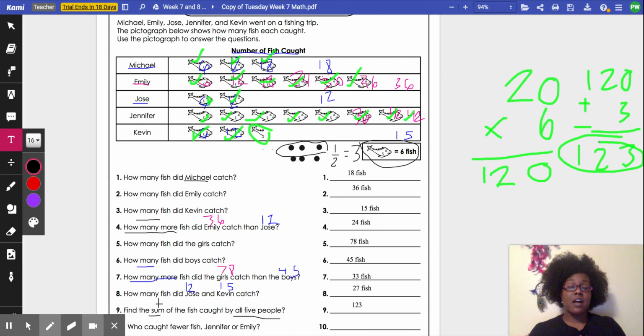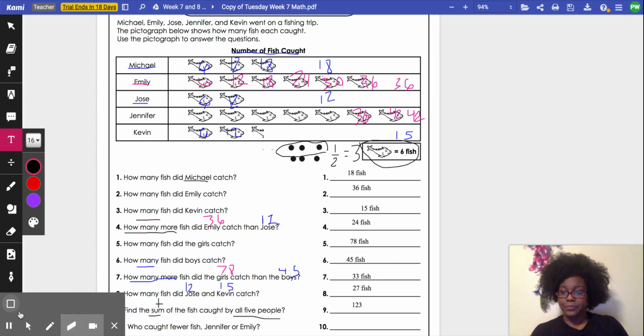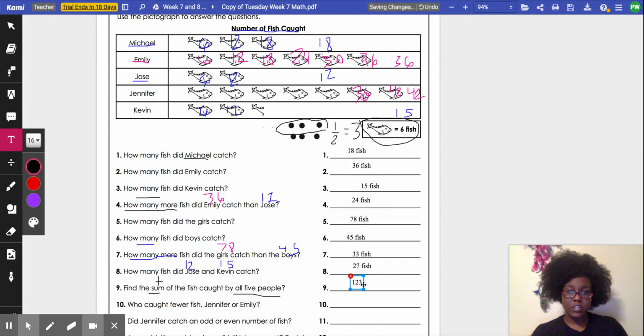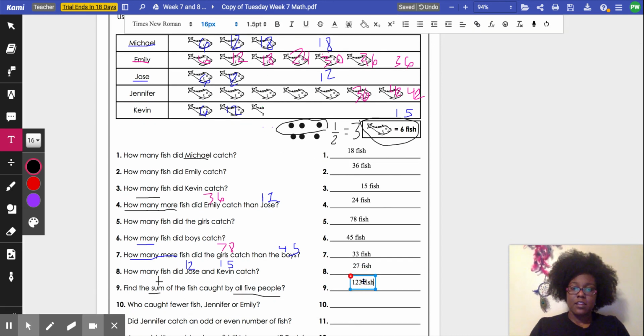That for me was a lot faster, but I also know how to do my multiplication. Multiplying numbers that are multiple of tens by a one-digit number is pretty easy. You could have just done 6 times 2 is 12 and added a 0. All right. Moving on. Oh, I just said 123 fish.